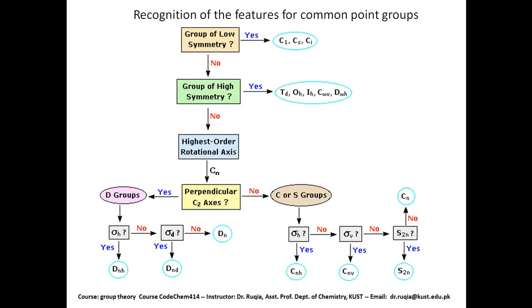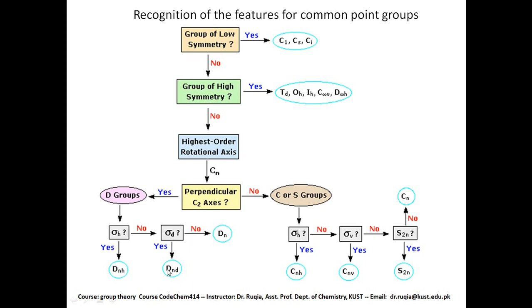If the Cn or the principal axis is perpendicular with the C2, then it will belong to the D group. If it's not perpendicular, it will belong to either C or S group. If it's belonging to the D group, we look at the horizontal plane. If the horizontal plane is present, then it is Dnh.